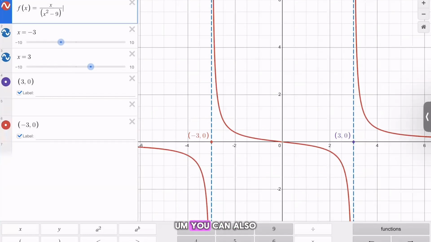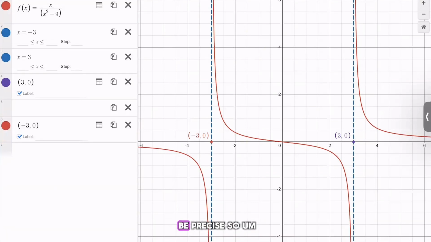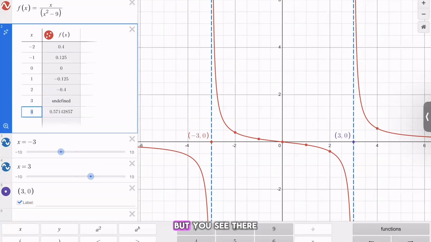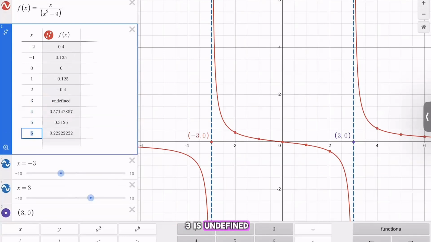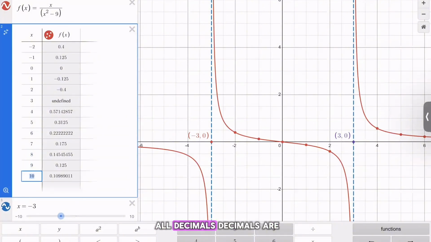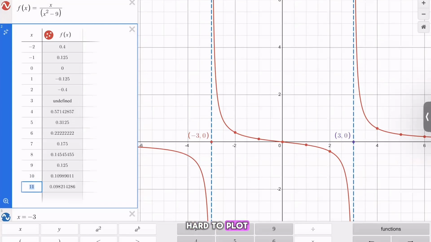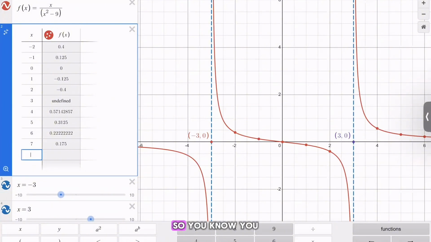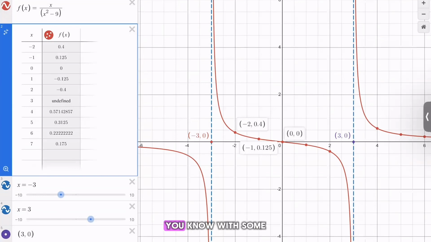You can also show a table if you really want to be precise. I don't know what good points would be, but you see there where it says 3 is undefined. I don't know what will give you easy points to plot, but you notice they're all decimals. Decimals are hard to plot. I'm just going to delete them. So you can do your best with some of the points, but rational functions are tricky.